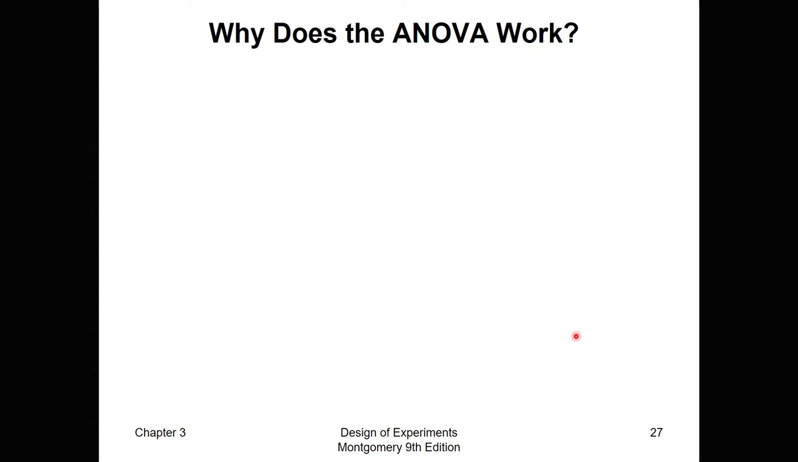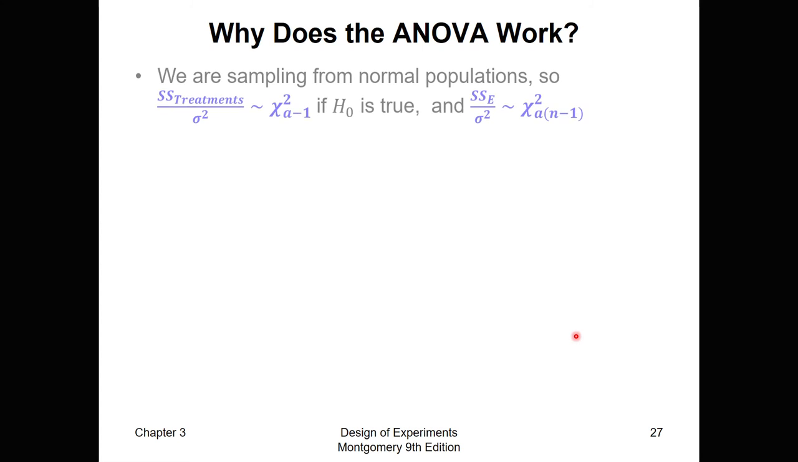So why does this work? What's a bit of the background here? This is something that isn't necessarily always talked about, but what is the theoretical backing here? And this will connect a bit to your mathematical statistics background. First of all, it's important to realize that we're assuming that we're sampling from normal populations, and that our error is normal. So the sum of squares treatment and the sum of squares error, we're assuming that these are components from a normal population.